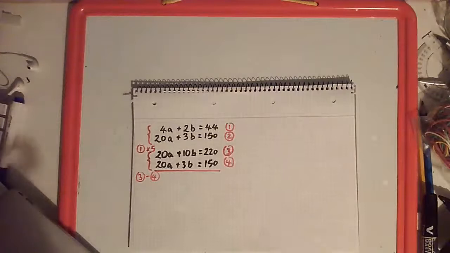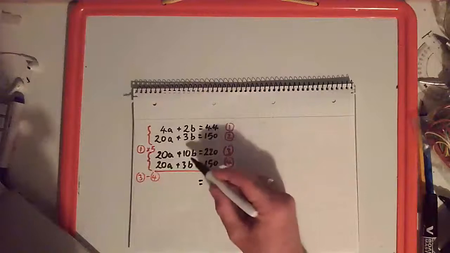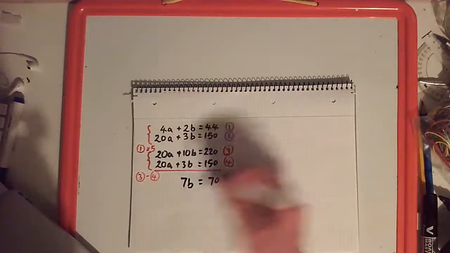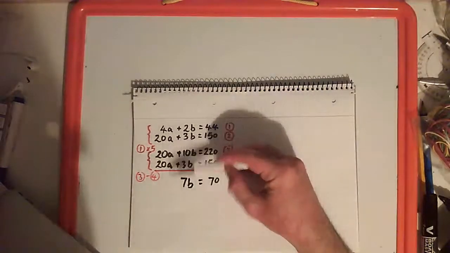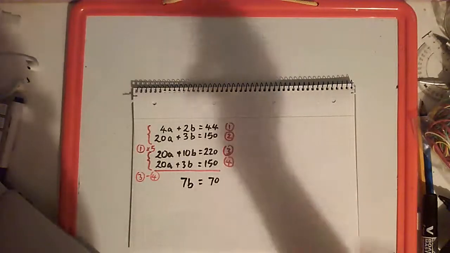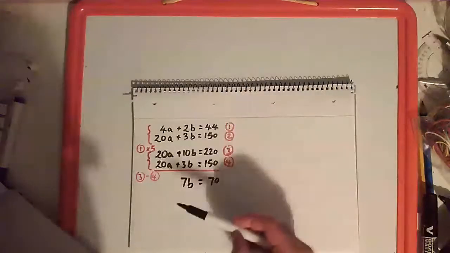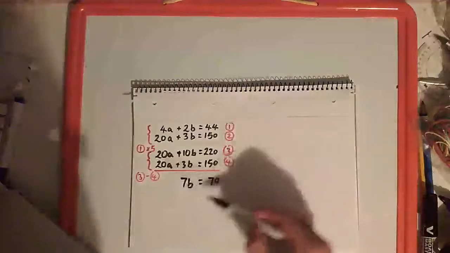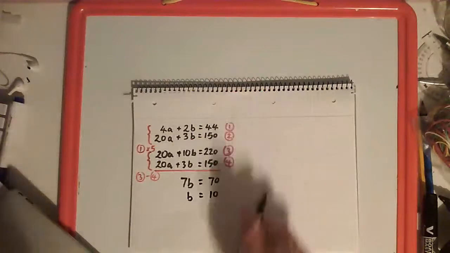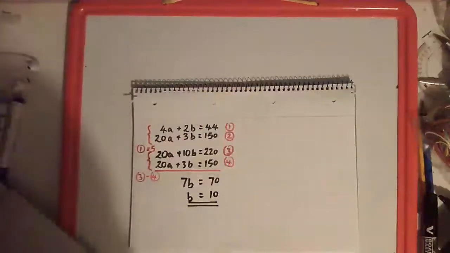And so what happens is that 220 minus 150 is 70. 10b minus 3b makes 7b. But then when you do 20a minus 20a, you get nothing. So the a's have disappeared. What we've done there is eliminated the a's and reduced it to a single equation in a single unknown thing. 7b equals 70. Well, all I've got to do is divide both sides of that by 7 to get that b equals 10. And that's my first part of the answer.